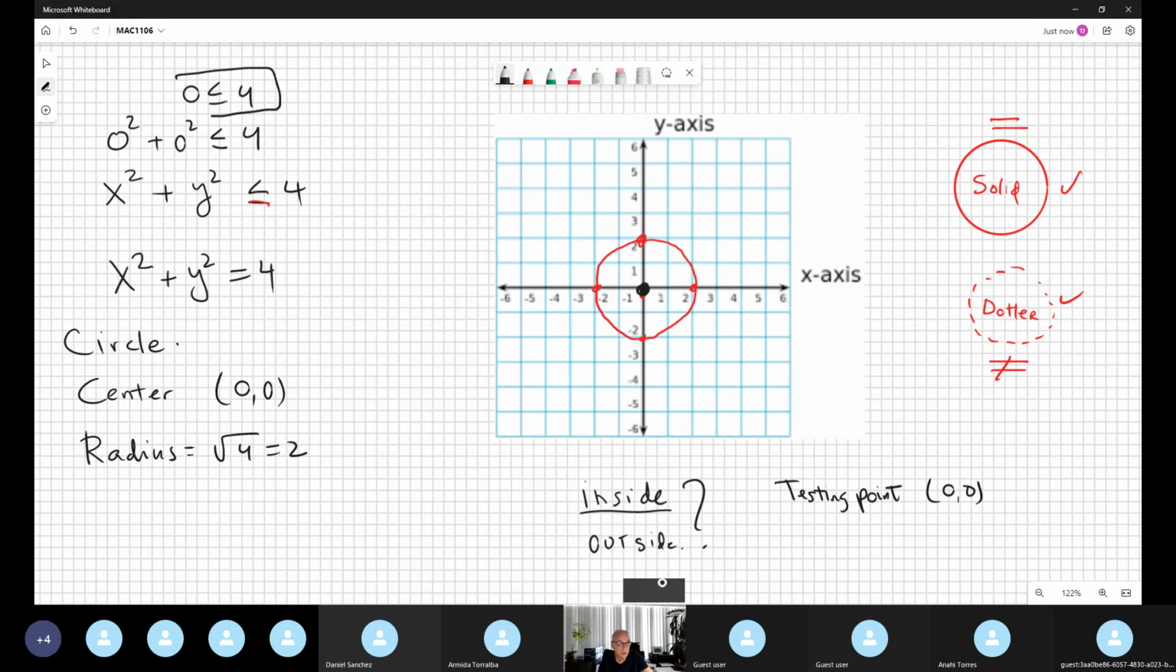What do you think about this statement? Is it true or false? Zero less than or equal to 4. It's true, it's obvious. Remember, this is a double statement, less than or equal to 4. If at least one is true, the compound statement is true. So it is obvious that it is true. Therefore, the solution is inside the circle, including the circumference that bounds this disk.